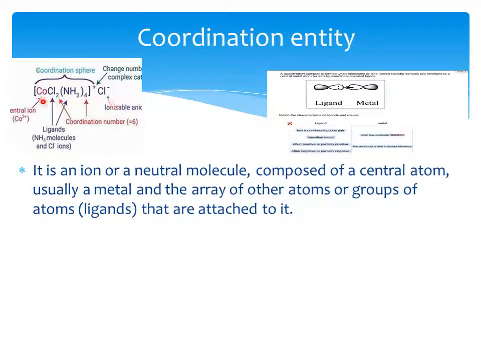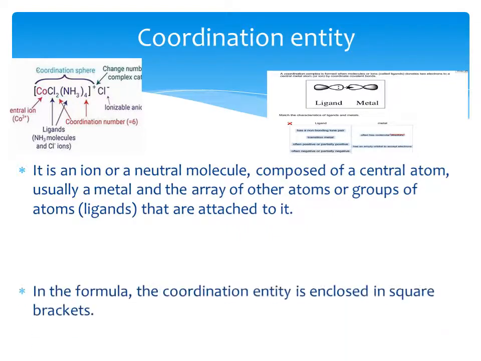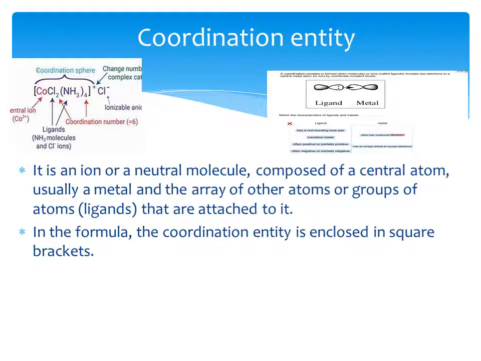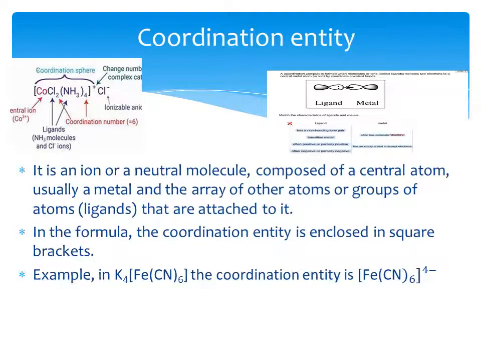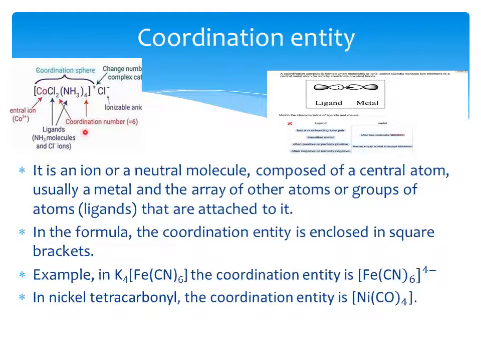You can see that this is the metal atom, Co, Cl2, NH3 4. These are called the ligands. The central metal atom as well as the ligands enclosed together is called a coordination entity. And in the formula, the coordination entity is enclosed in a square bracket. You can look at that here: the coordination entity, Co, Cl2, NH3, the whole 4, is enclosed in a square bracket.